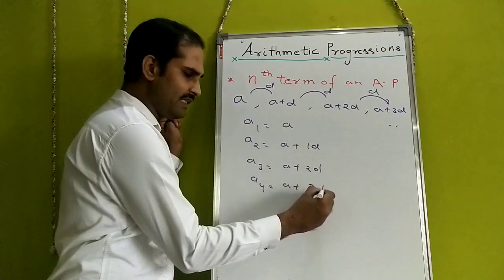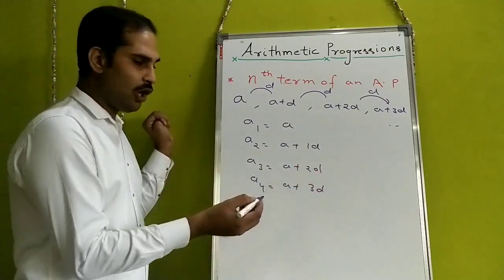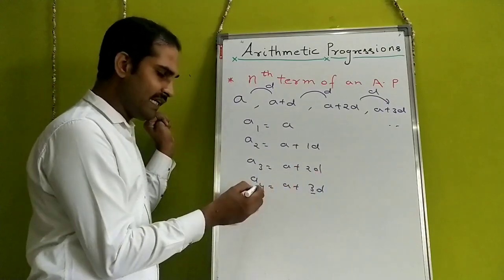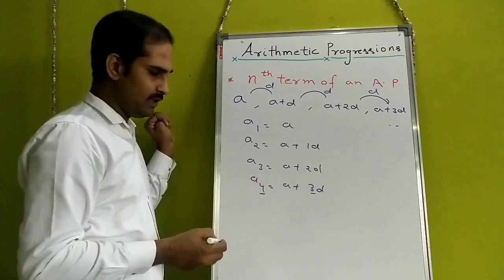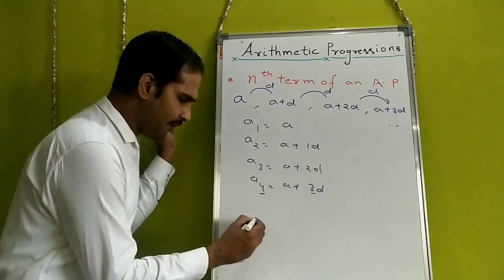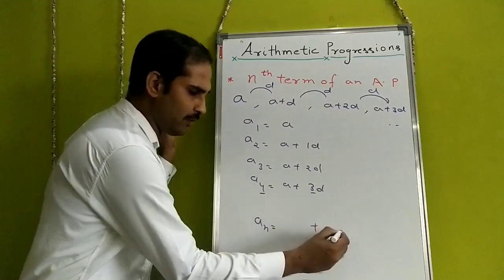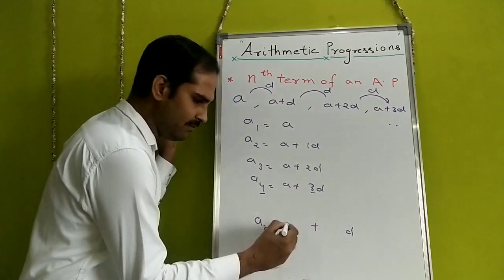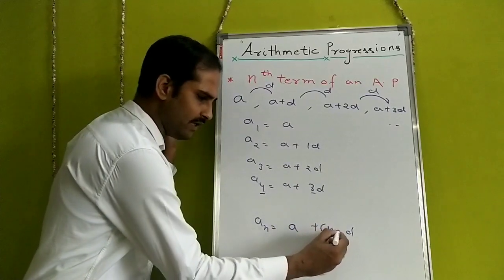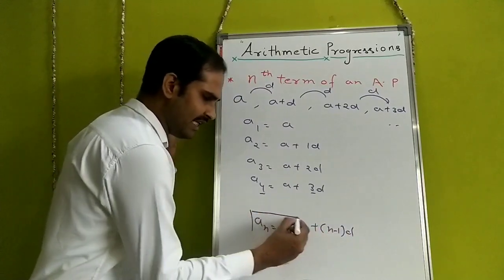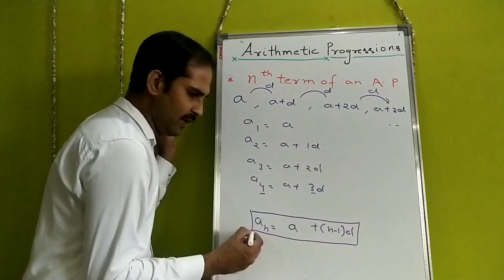So what we can see here is that the coefficient of d is always one less than the number of the term which we have to find. In a similar way, if we want to find the nth term, then the coefficient of d is one less than that particular term, so n minus 1 into d. So this is the general expression for the nth term of an AP.